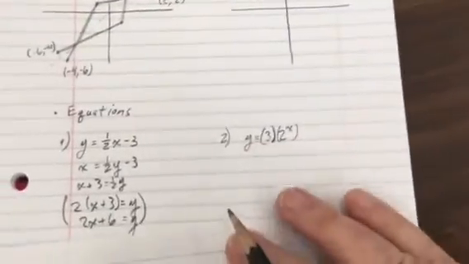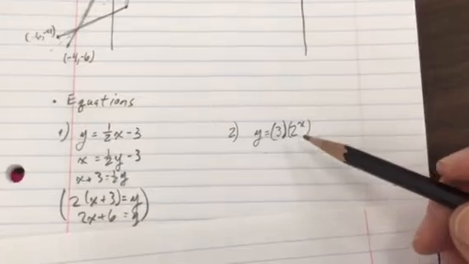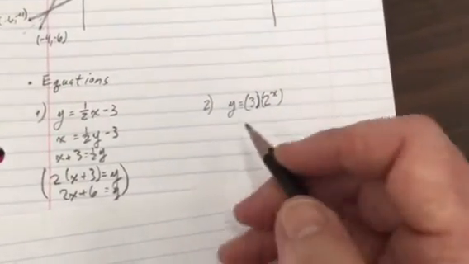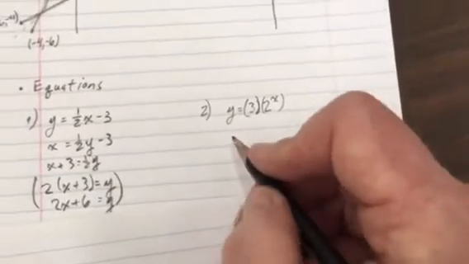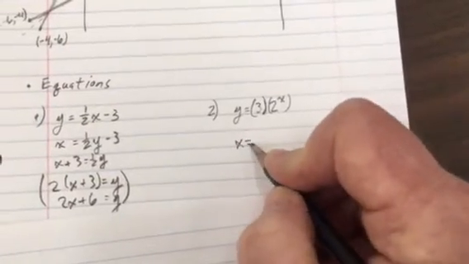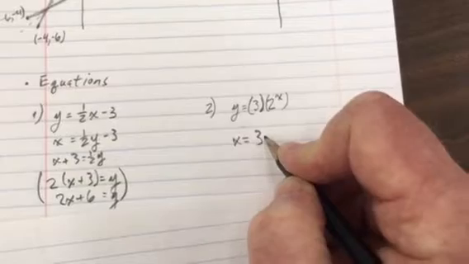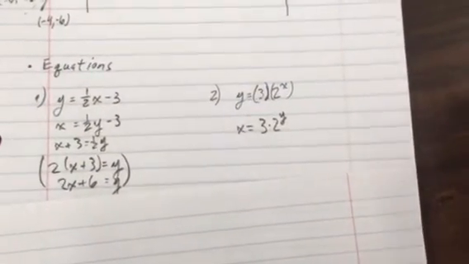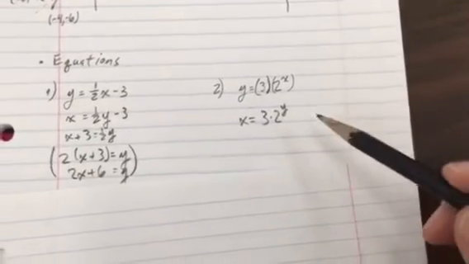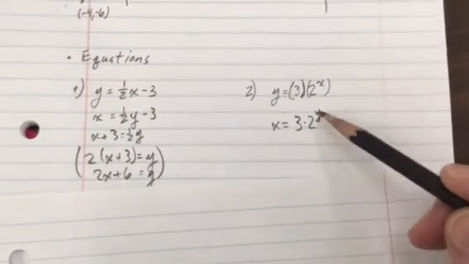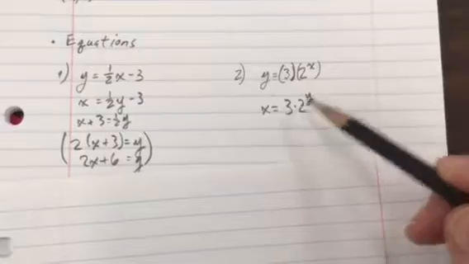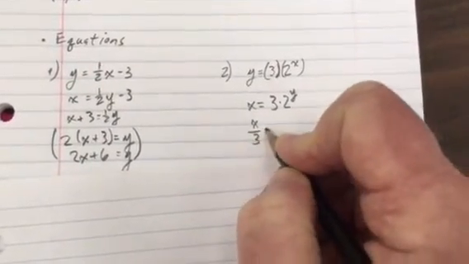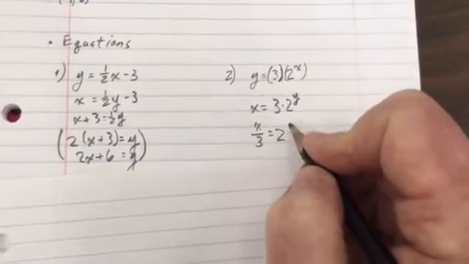If you have an exponential function, remember that the inverse of an exponential function is a logarithmic function, okay? So we'll do the same thing here. We'll interchange the x and y, so we'll have x equals 3 times 2 to the y. And now we're going to solve for y. Well, before you take the log of anything, you want to isolate that exponential part. So we're going to divide by 3 first. So you'd have x over 3 equals 2 to the y.